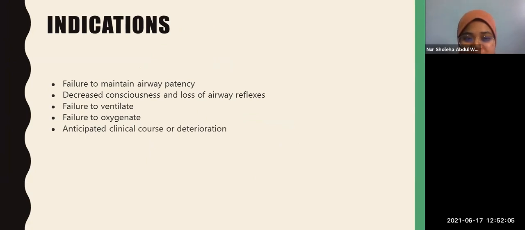These are the indications for the ET tube and general indications for intubation. The first is failure to maintain the airway patency. Second is decreased consciousness and loss of airway reflexes. Next, failure to ventilate, then failure to oxygenate, and lastly, anticipated clinical course or deterioration.